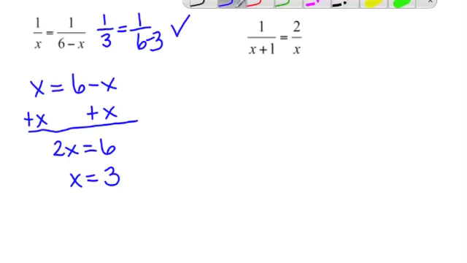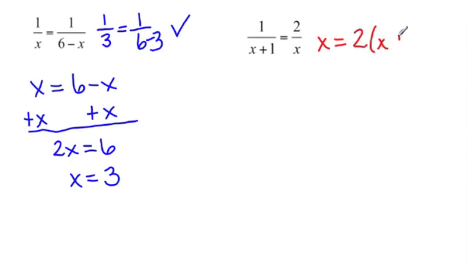Same thing on the next one. You have a proportion again. So let's cross multiply. 1 times x is x, and then 2 times x plus 1 is 2 times x plus 1. You need to distribute the 2 to both sides. So we have x equals 2x plus 2.